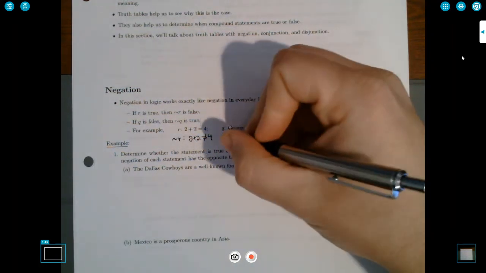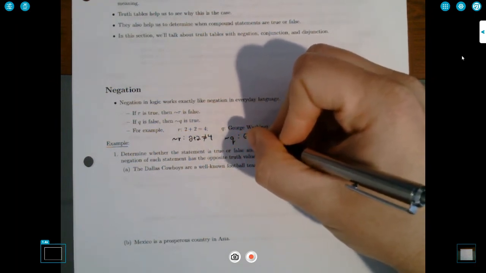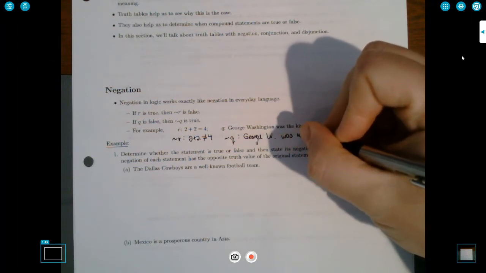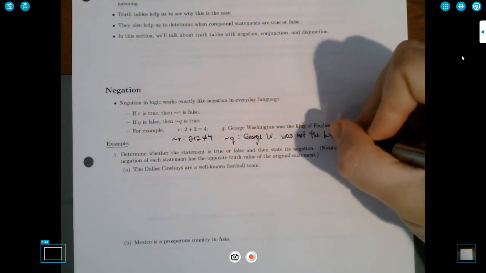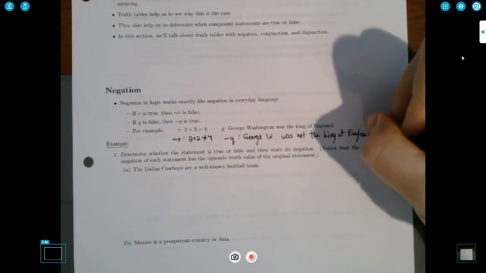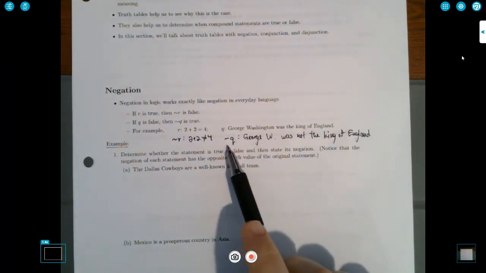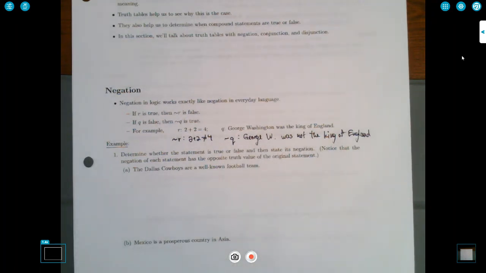That's false. So what would not Q say? Not Q would say George Washington was not the King of England. And that's a true statement because he wasn't the King of England. So not Q is a true statement. George Washington was not the King of England. That's true.